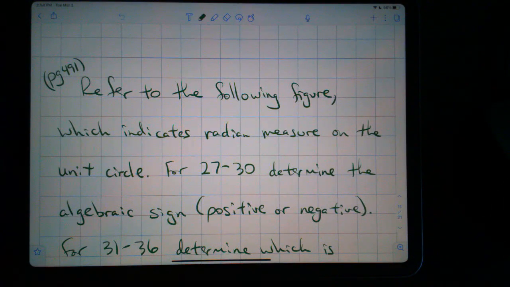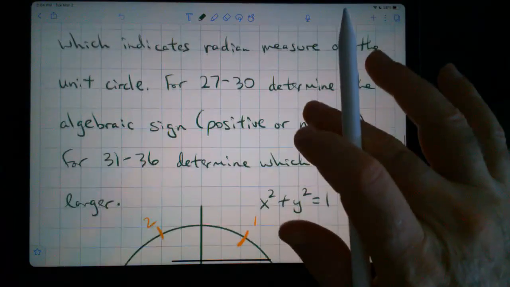So on page 491, it says refer to the following figure which indicates radian measure on the unit circle for angles in standard position. And then for exercises 27 to 30, use the figure to determine whether the given quantity is positive or negative. And then for numbers 31 through 36, use the figure to determine which of the given quantities is larger.